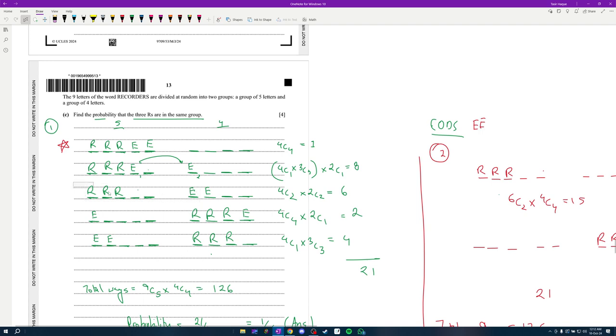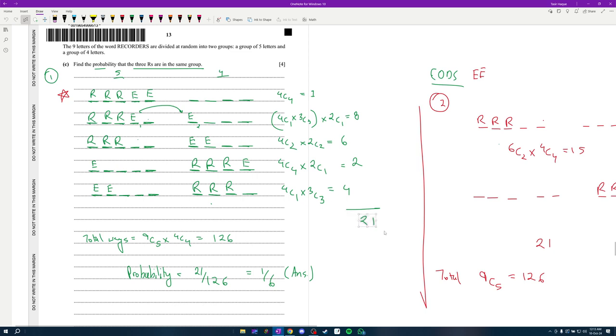And then over here, we have cods, right? So that's 4C2 times 2C2. And over here, we have 4C4 times 2C1 again, because there are two E's in different groups. So it's double the events. And over here, it's 4C3 times 4C1 times 3C3, or 4C3 times 1C1. Same thing. It will give you an answer of 4. So these are our successes.